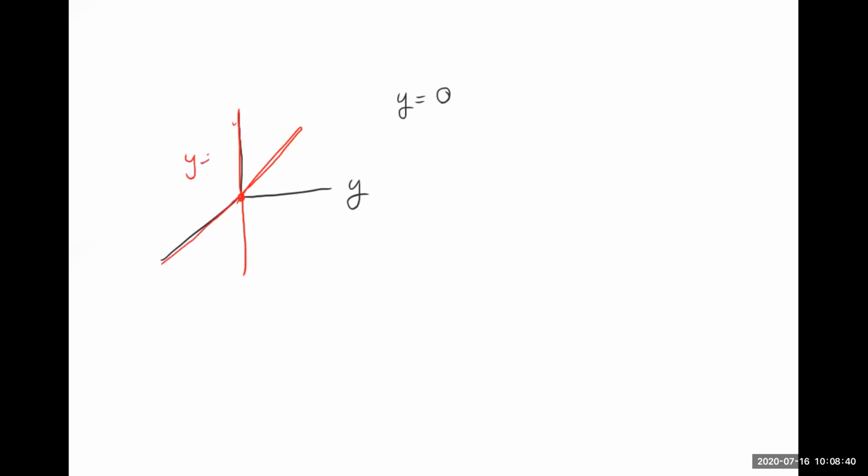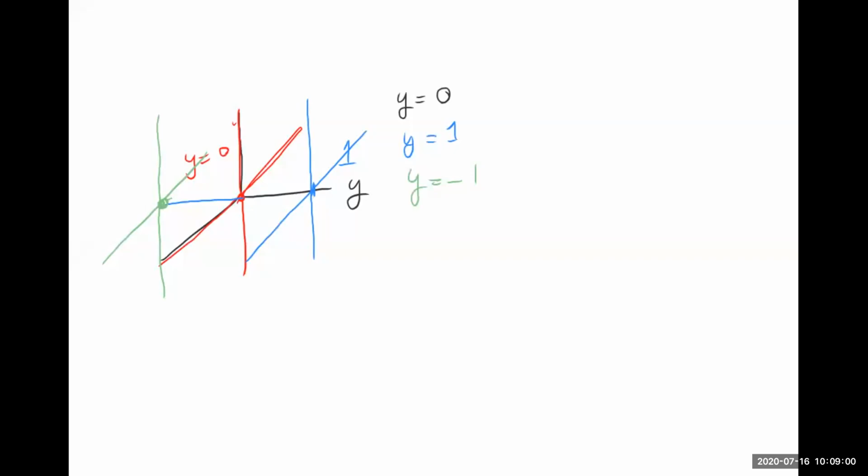Y equals 1, if this is 1, y equals 1 would be this plane, the blue plane, right? Y equals -1 would be the green one, right? There are a lot of planes next to each other.